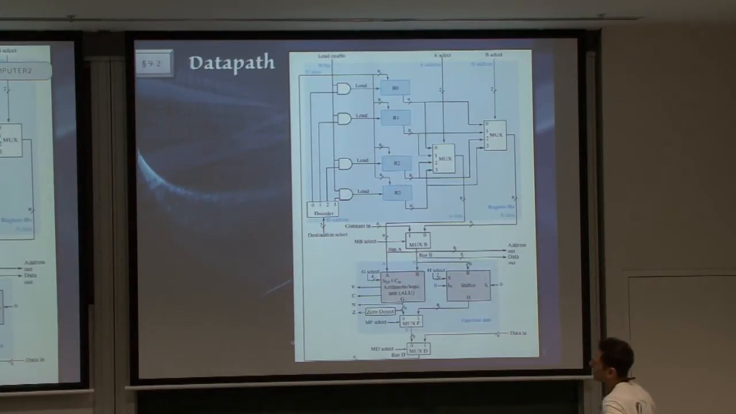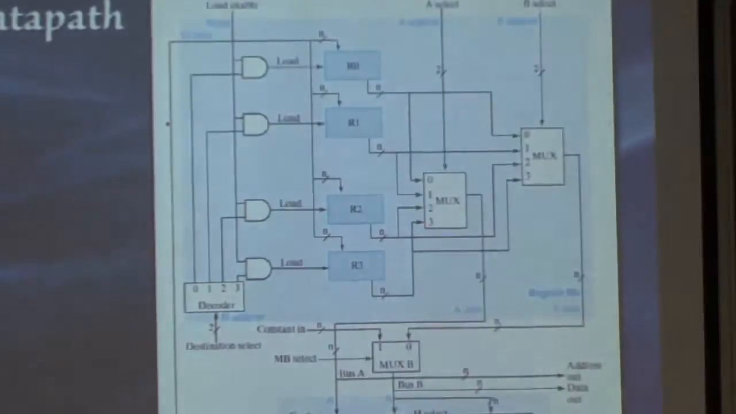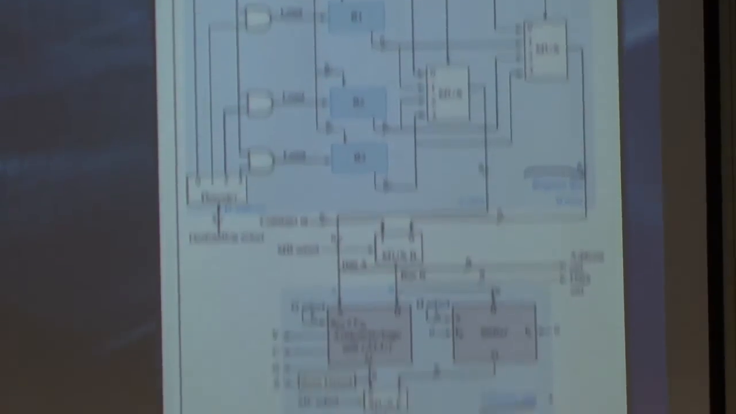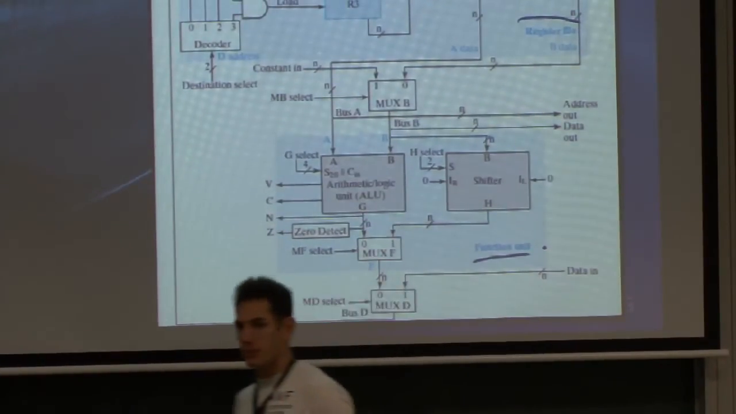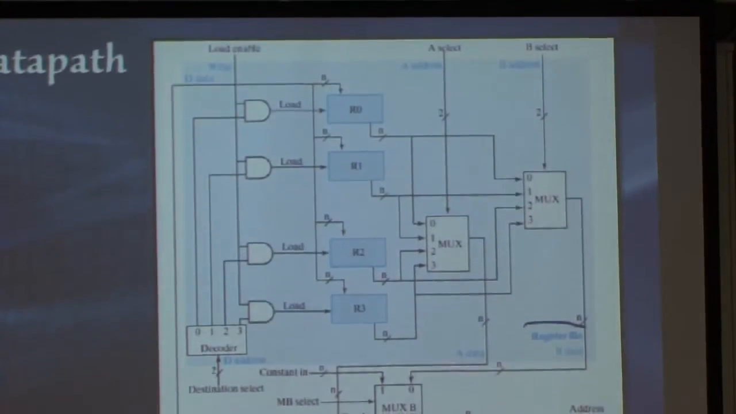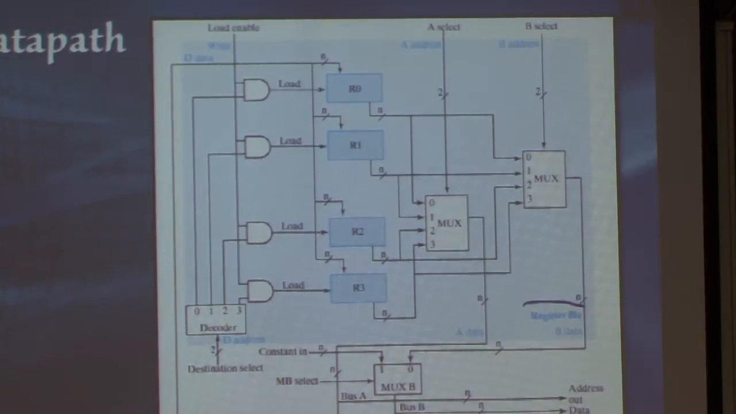The data path is essentially split into 2 main units. You have the register file at the top, so the bluish rectangle there, and you have the function unit at the bottom. Let's start with the register file. So registers are, well, memory elements that store some immediate data that our processor may want to use.